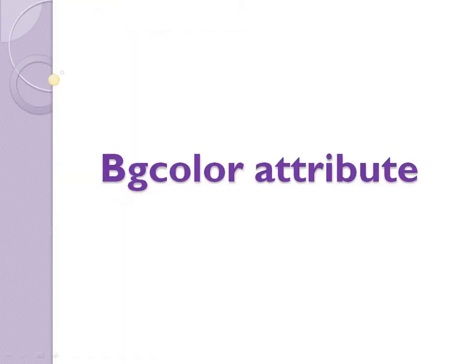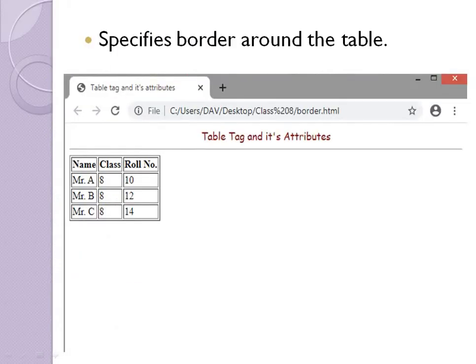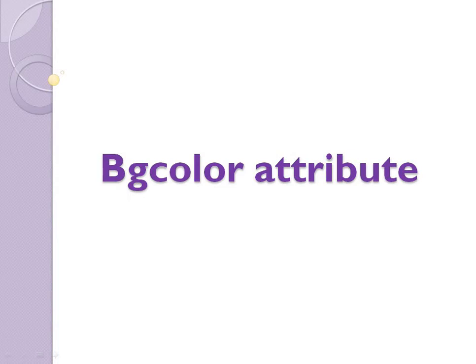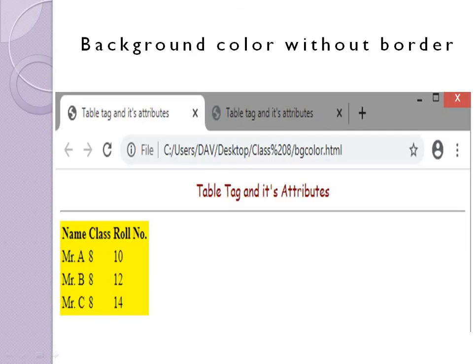Now the Bgcolor attribute. Bgcolor means background color of the table. We can change the background color because by default the color is white and black. So if we wish to color the table, we have this attribute Bgcolor. So we can use Bgcolor to change the background color. Now, how to color? Again, we have a table with background color but without border. Let's see the code of this.